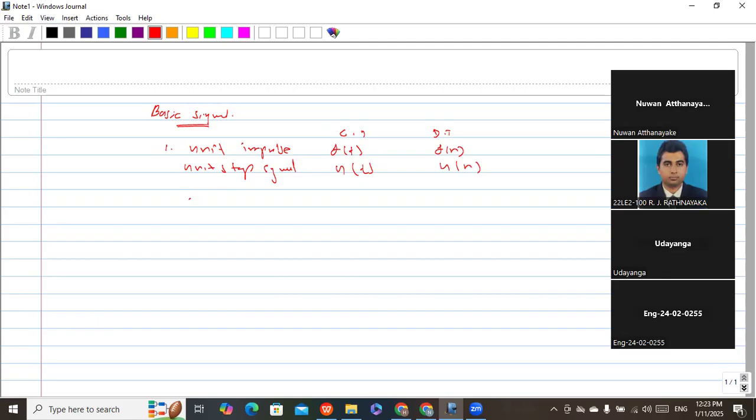Another one is the sinusoidal signal, which is normally represented mathematically like this. This is the amplitude, this is the frequency, and this is the phase. The other one is the complex exponential signal, e to the power j omega t, where the exponent can be plus or minus. This omega can also be written as 2 pi f.